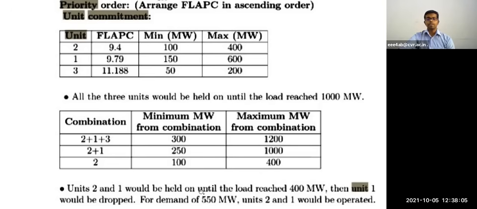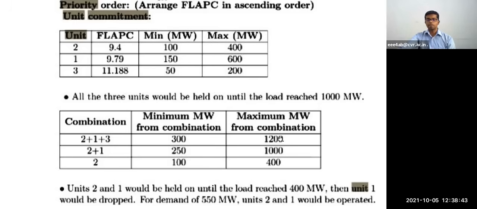For example, if the demand is 550 megawatt and I want to generate 550 megawatt, which two generating units will you choose? If you go for the second unit alone, you can generate only 400 megawatt. In that scenario, you can't manage the demand. To satisfy the 550 megawatt demand, you need to choose the 2 plus 1 combination.